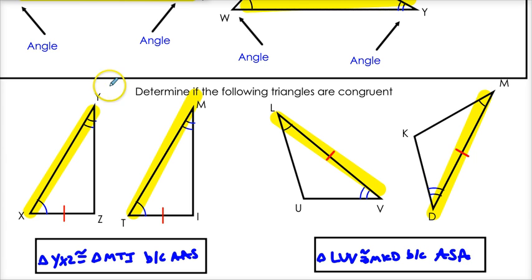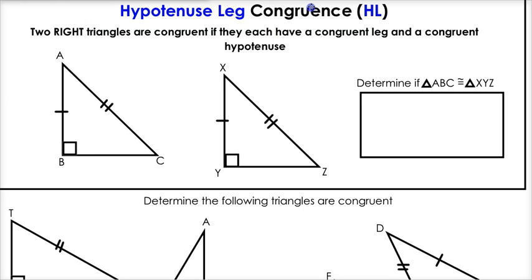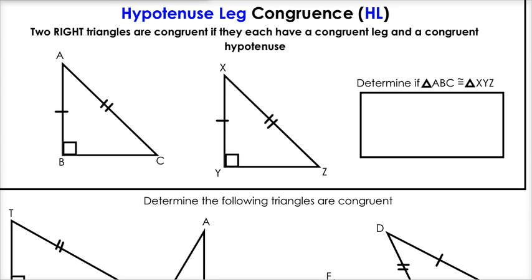And then finally, the last one we're going to learn about is hypotenuse leg congruence. Now listen carefully, because I want you to understand very clearly that this only works with right triangles. If you have two right triangles that have a leg and a hypotenuse that are congruent, then you know that the two triangles are congruent. So the first thing, it has to be right triangles. And if you see here, I know these are right triangles because it has that little box. That tells me that these are 90-degree angles, so these are right triangles.